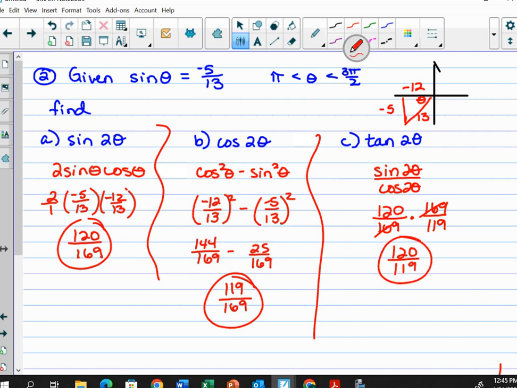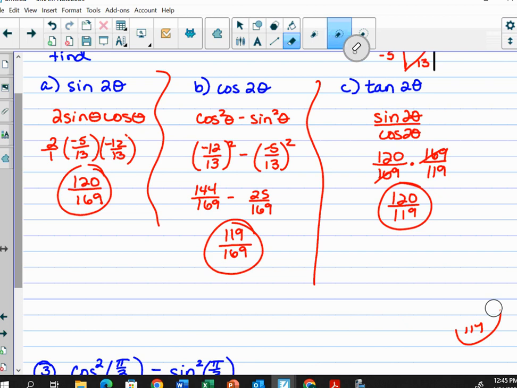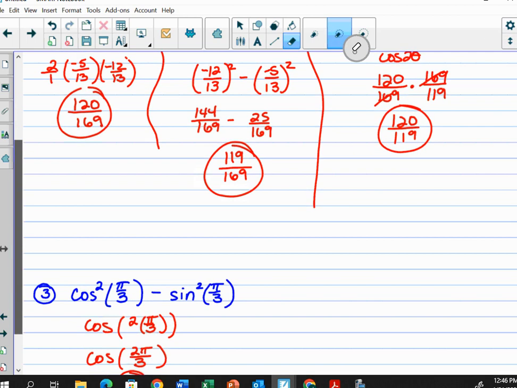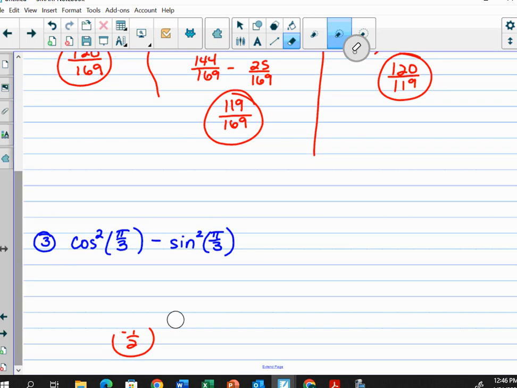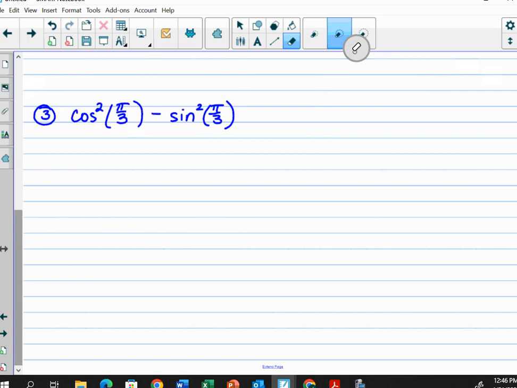Okay. Got it? Do we like this better than some other parts? Yeah? Okay, good. One more little thing here in your notes. All right, jot down number 3 here. It says cosine squared of pi over 3 minus sine squared of pi over 3. This is almost the easiest of the day. I promise.